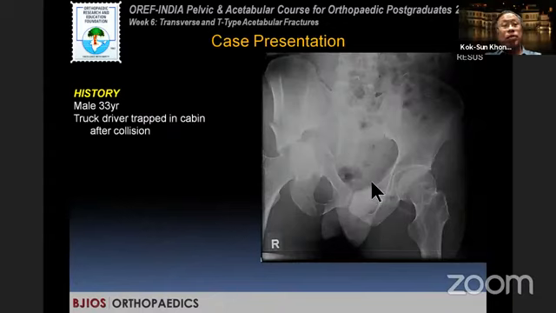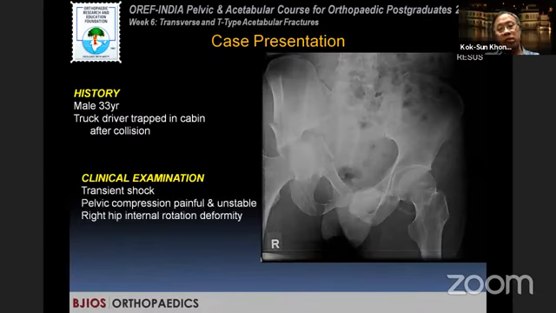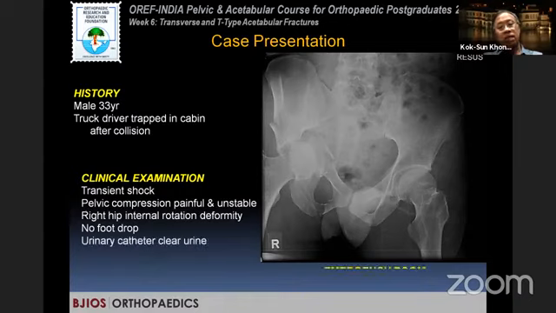Here's a case that I want to show. A young man, a truck driver, was in a front-end collision, was in shock. Pelvic compression, of course, was painful and the hip was unstable. Internal rotation deformity of the hip. So this is very common for bicolumnar fractures. Always examine for neurological deficit. He didn't have any, and the catheter was clear.